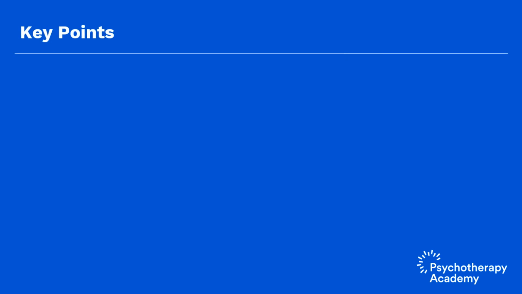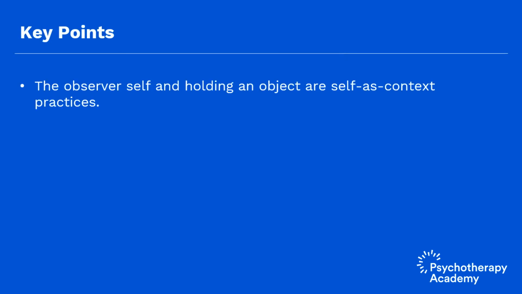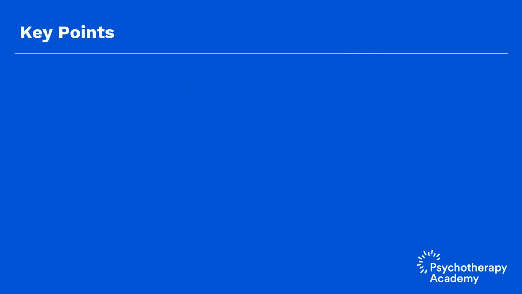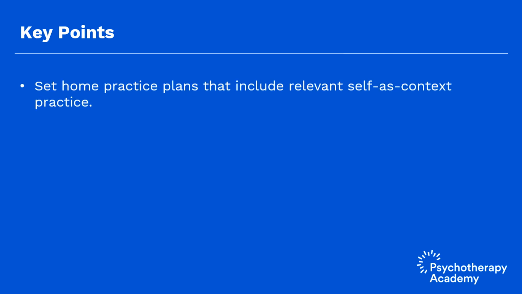Our key points here are that we walked through additional practices of self as context that include the observer self and holding an object. At the end of session 6, you'll set home practice plans that include the self as context practices that are relevant based on what you covered in session. And then finish the session with setting behavioral commitments similar to all the other sessions that we've covered.